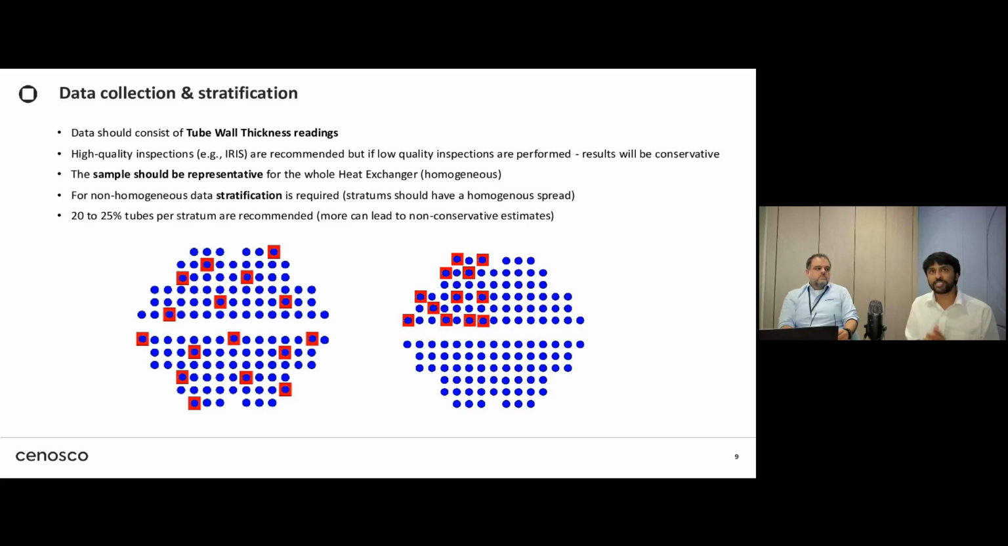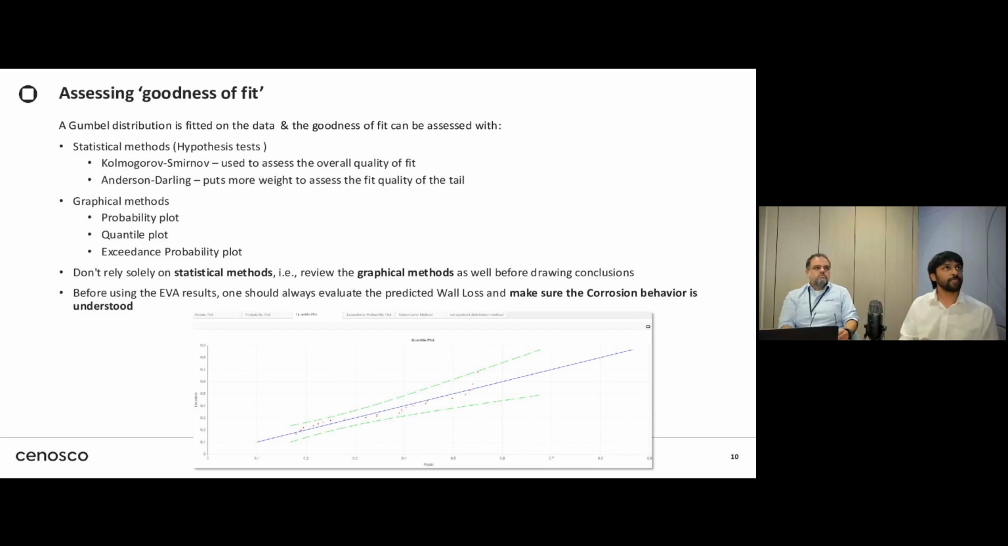But as long as your coverage is spread enough, as long as you have a good understanding of overall coverage, that is a good starting point with regards to data collection. You really do not want to be focusing on specific locations and not focusing on other locations where you do not have any information or data. So the key part here is to ensure that we have a good representative sample of your entire heat exchanger bundles. Okay, so that is typically step one, data collection and stratification.